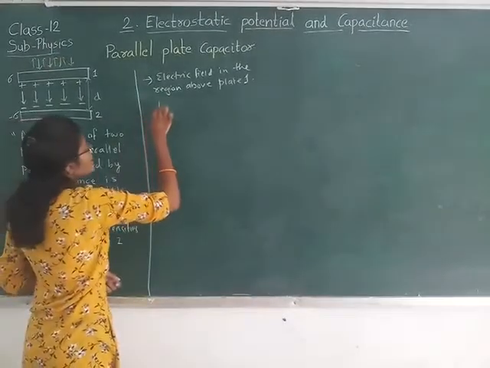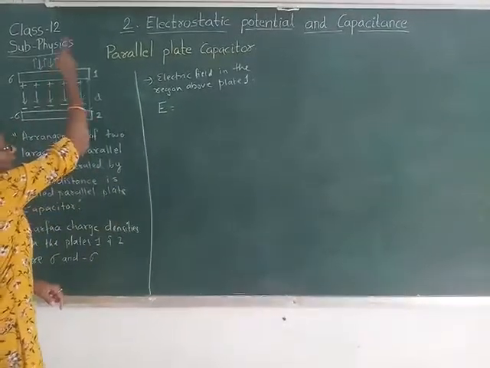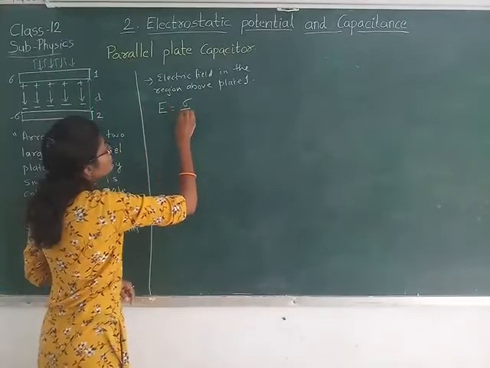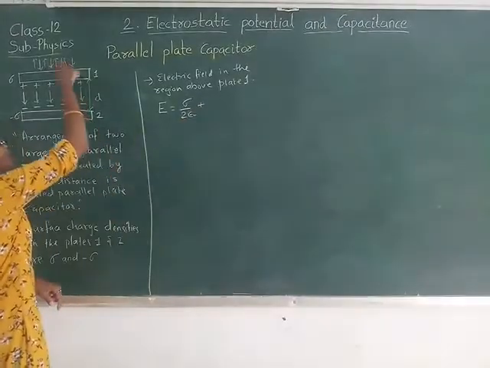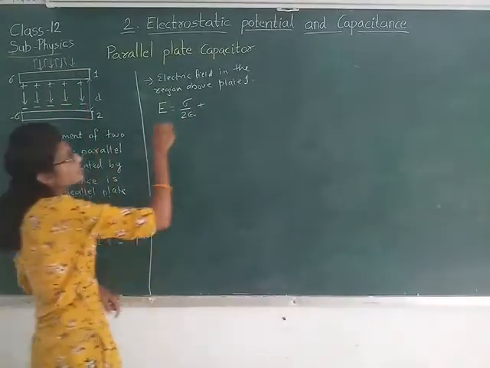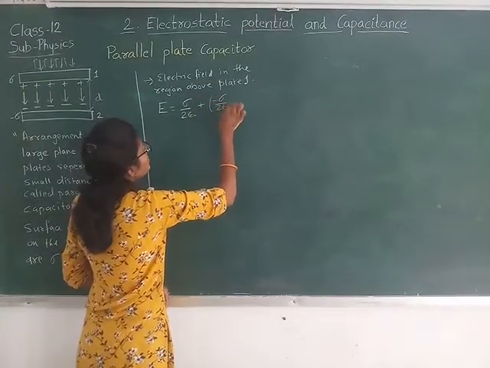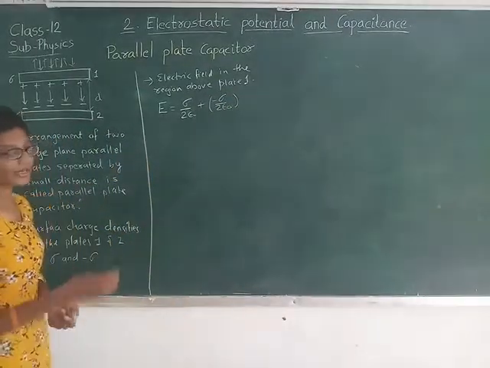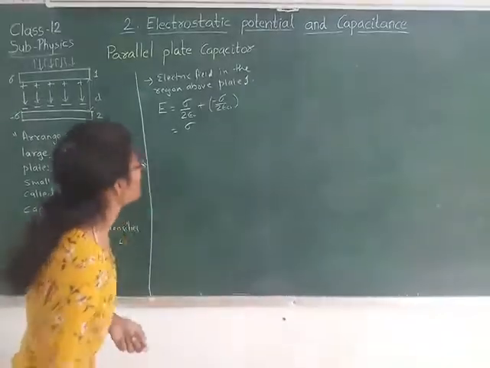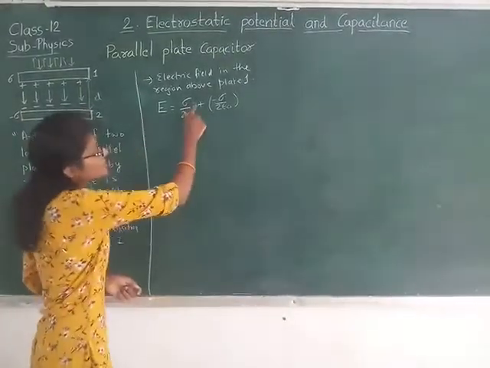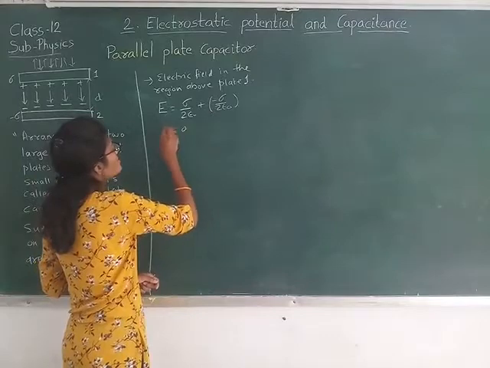So what will be the total electric field? The total electric field above plate 1 is, due to the positive charge, sigma upon 2 epsilon 0, plus the electric field due to the negative charge of the second plate, which will be minus sigma upon 2 epsilon 0, right? It is in the opposite direction. So we can say sigma upon 2 epsilon 0 plus minus sigma upon 2 epsilon 0. So that will be what? The electric field will be 0.